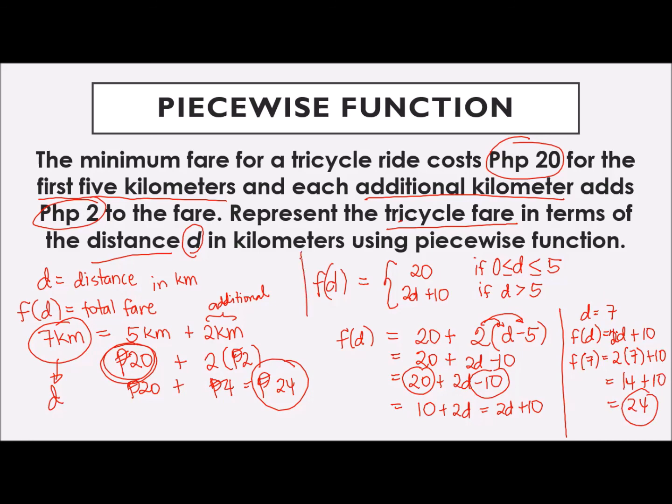So this is now our piecewise function. Okay? So meron tayong dalawang scenario. Pagka first 5 kilometers ito at ito naman yung additional kilometers. Okay? I hope that's clear.